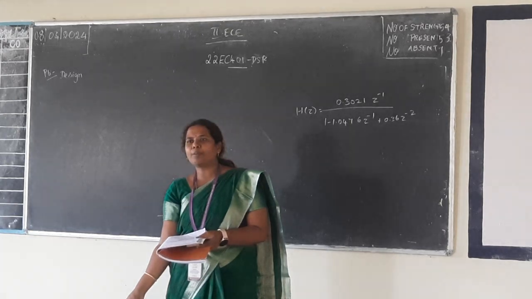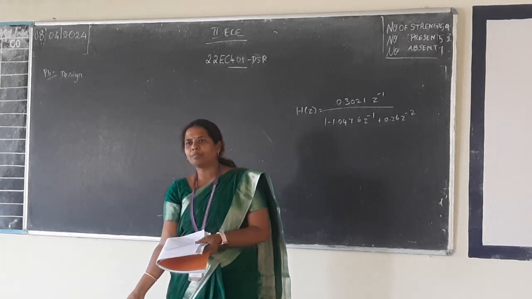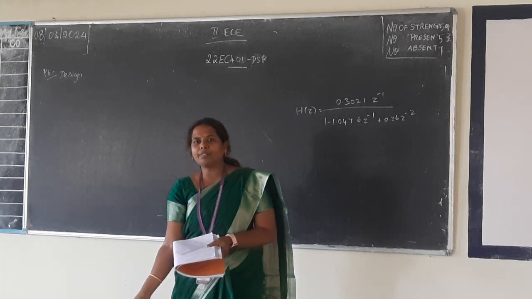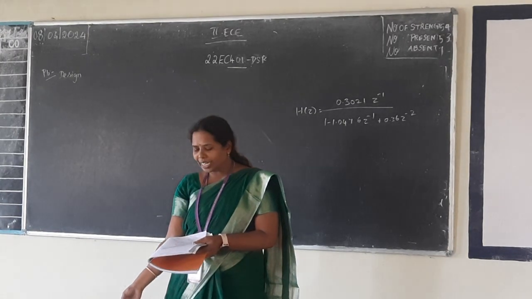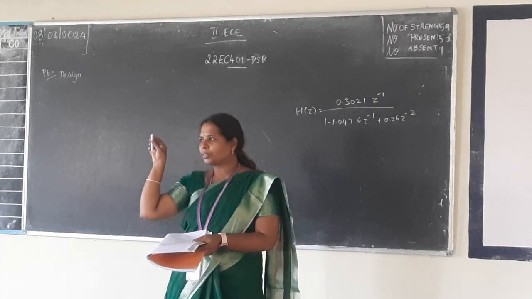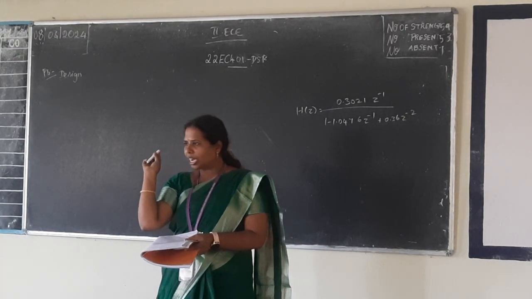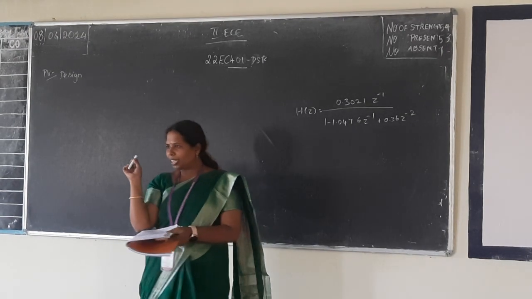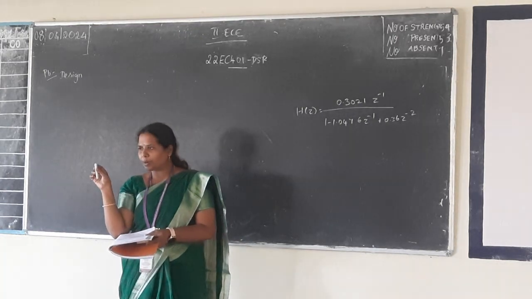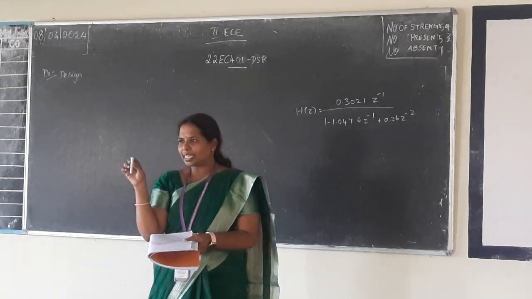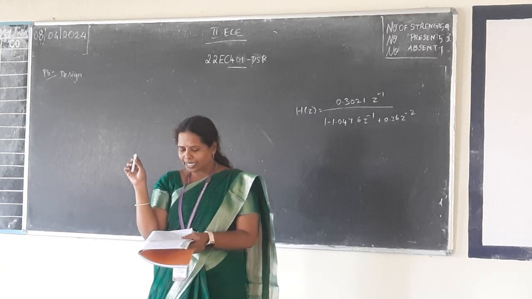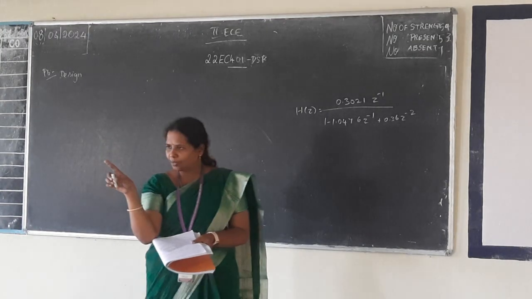Everyone turn your pages, take the Chebyshev filter. What is the formula given for N? Capital N is equal to cosh inverse of root of (10 power 0.1 alpha s minus 1) divided by (10 power 0.1 alpha p minus 1), divided by cosh inverse of omega s by omega p. So this is the formula. From that we have to find out the N value.